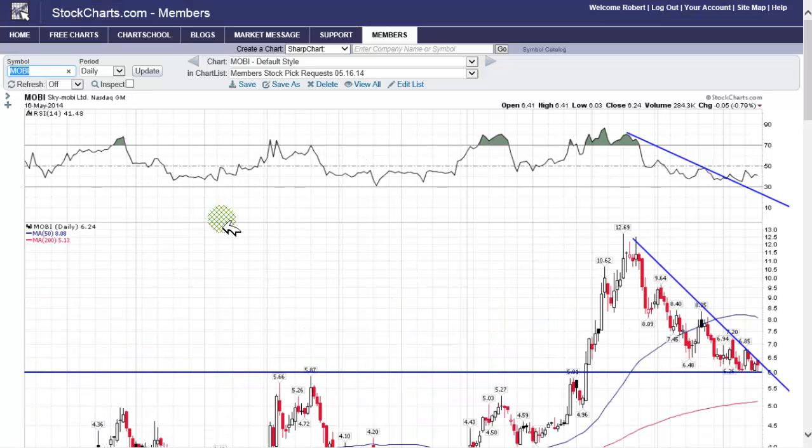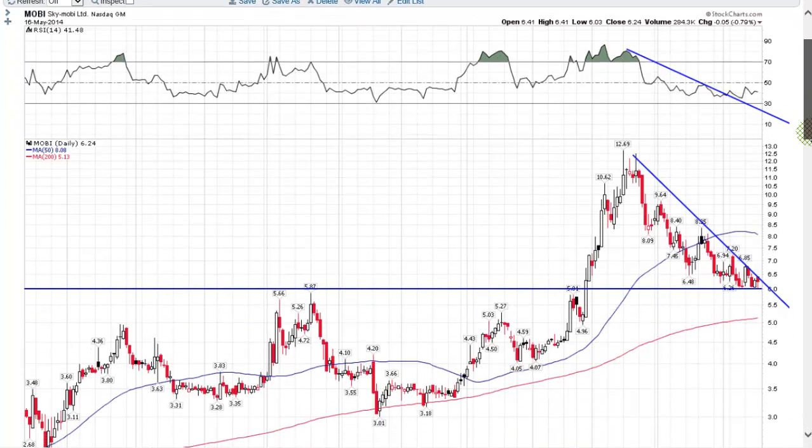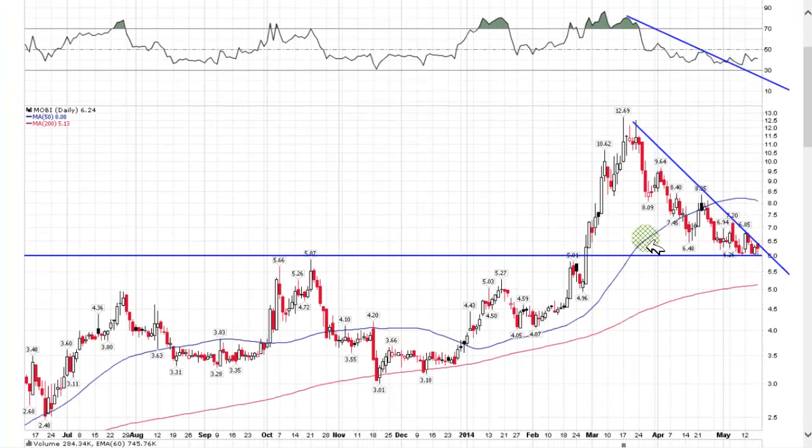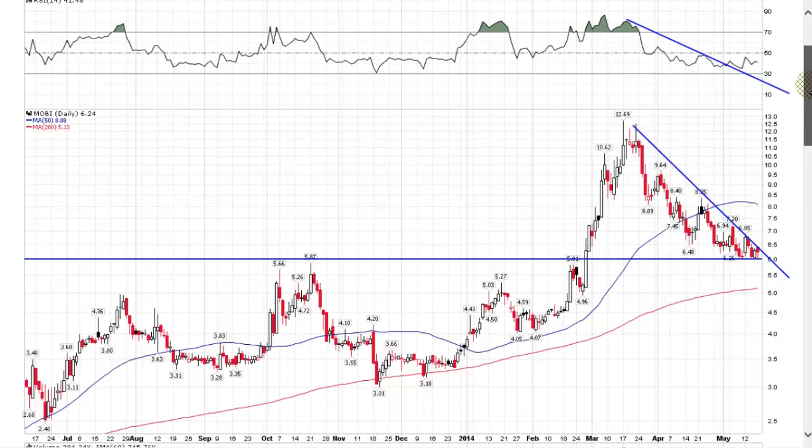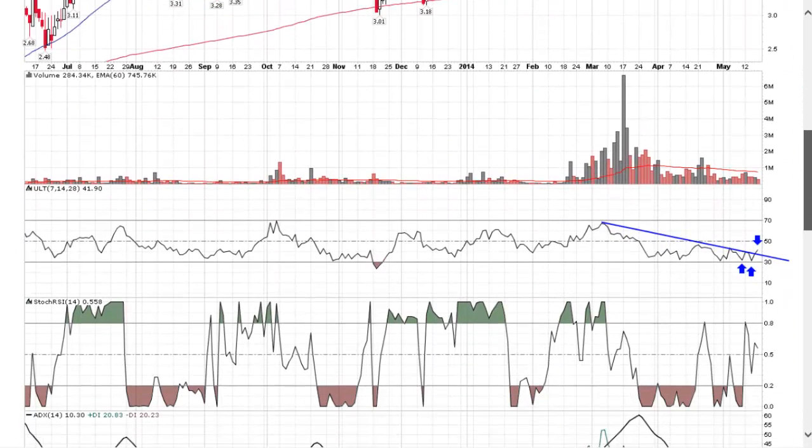Next stock up is for Jesus as well. MOBI, M-O-B-I. This is another one. Good eye here, Jesus. It's in a tight triangle formation. We bounced off the lower band. It's respecting the support level. If you're long, you need to keep a stop loss order just below that support level, and I would be a buyer on a breakout and a close above the upper band of the declining downtrend channel. Once again, the 3-day rule applies. It needs to trade above that level for 3 consecutive days.